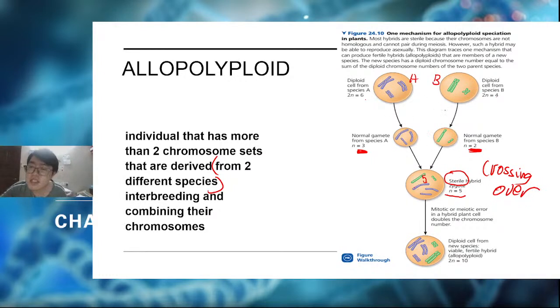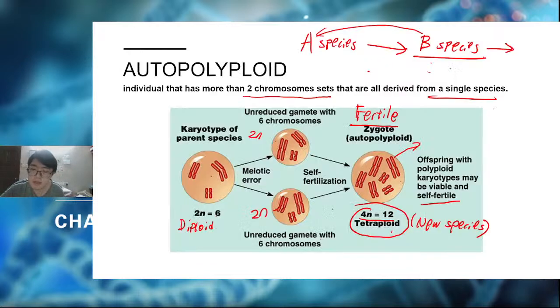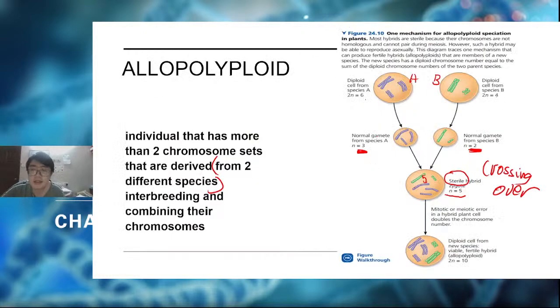If you use the same species, at least the chromosomes are the same, so they can form homologous chromosomes. But for this one, they cannot form homologous chromosomes at all, because their chromosomes are not the same, because they are different species. So they cannot go through crossing over. So they are sterile.